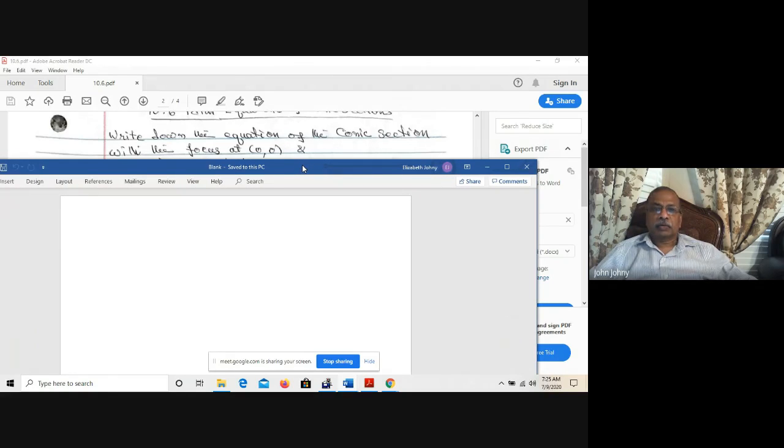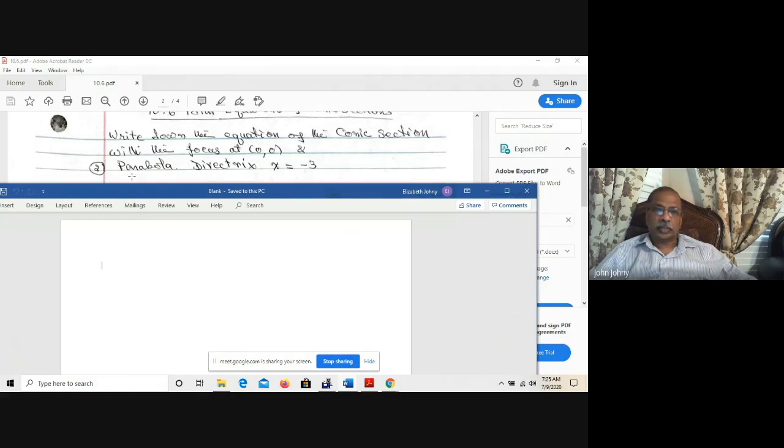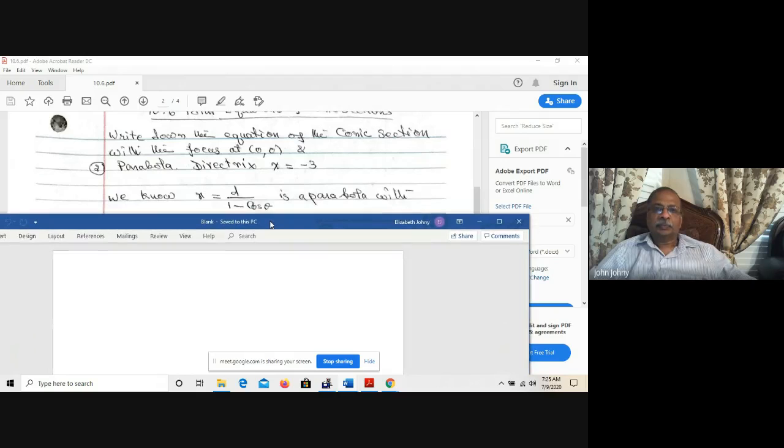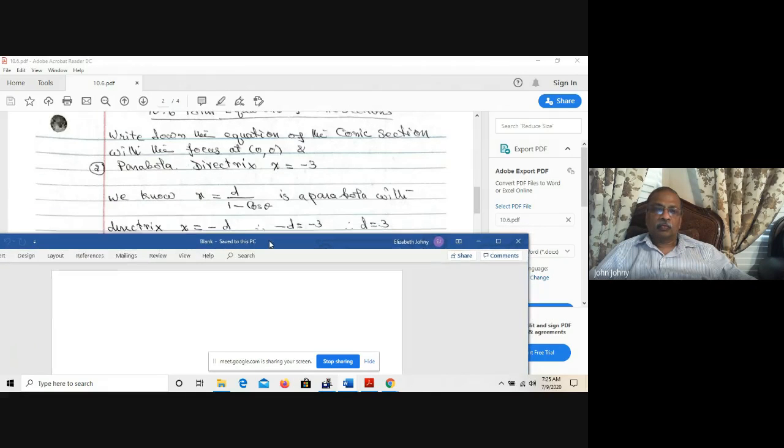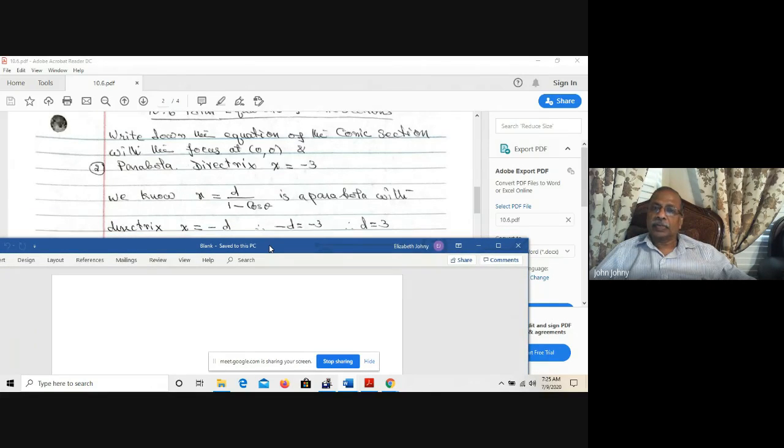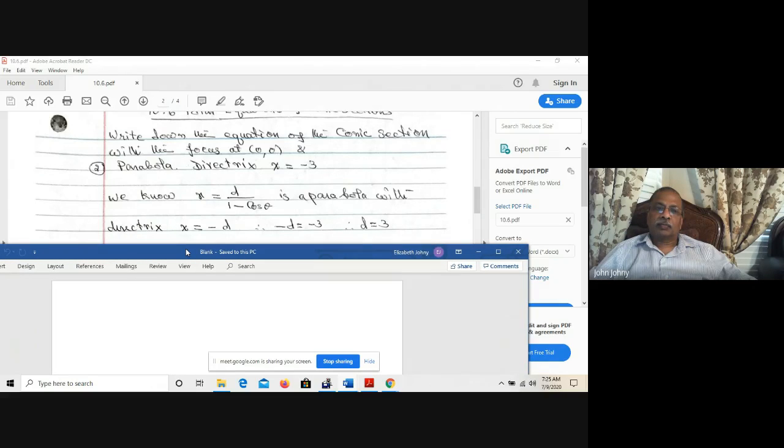Write down the equation of the conic section with the focus at 0, 0, and under the given description. Number 2, it is a parabola. Directrix is x is equal to negative 3. We know r is equal to d over 1 minus cos theta is a parabola with the directrix x is equal to negative d.